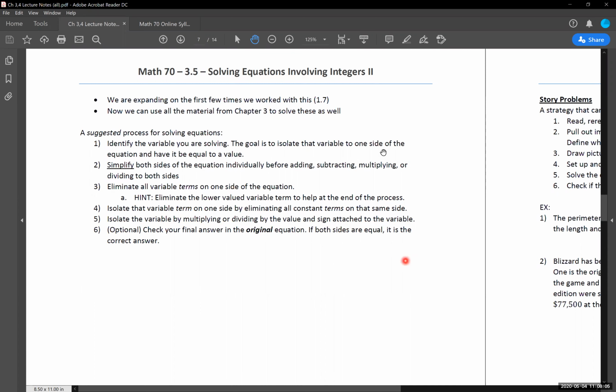Again, a lot of this is basically the exact same thing we've been doing from 1.7. And then last but not least, if you want to, you can check your final answer in the original equation that was given to you. If both sides are equal, then we have the correct answer, and we're getting full points on the test or the quiz or the homework even. So most, if not all, of this is the exact same thing we saw in section 1.7. Not a whole lot of this should be really new as we're going through these.